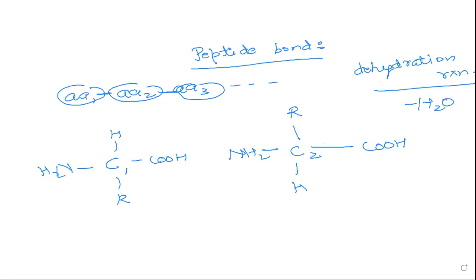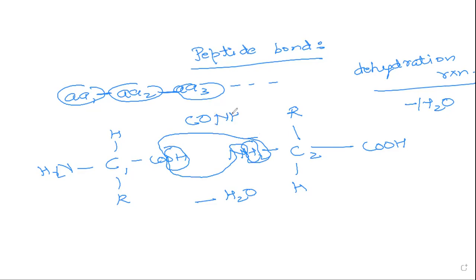Okay, so now how will a water molecule be lost from these amino acids? We will take out one hydrogen from one amino acid and an OH from the other. Now these two will come out and give rise to the loss of a water molecule. Now what is left behind? We can see CO from carbon 1 and NH from carbon 2. Now this CONH bond is called the peptide bond.